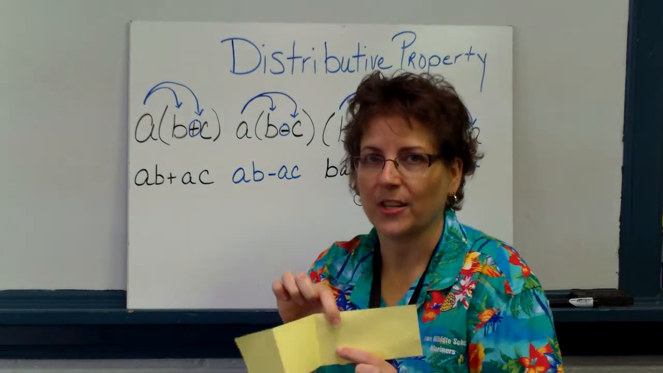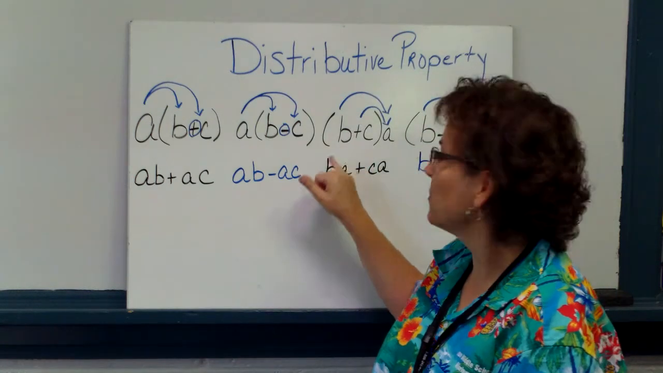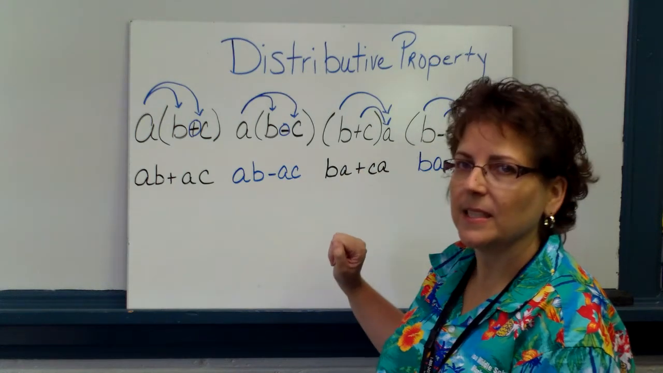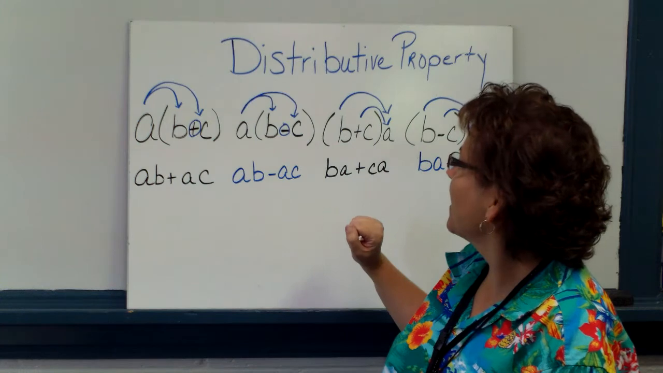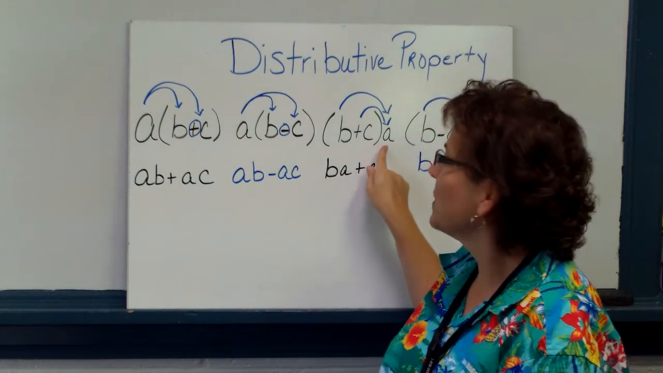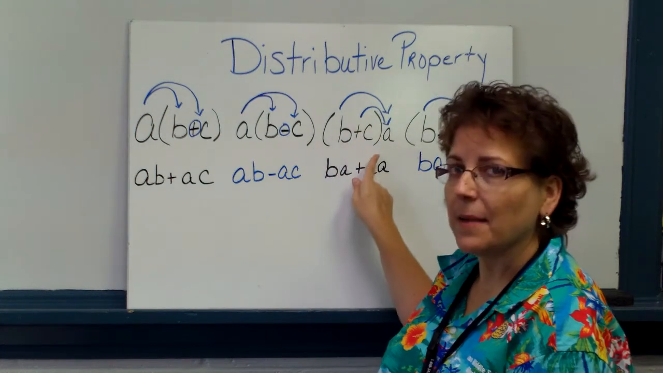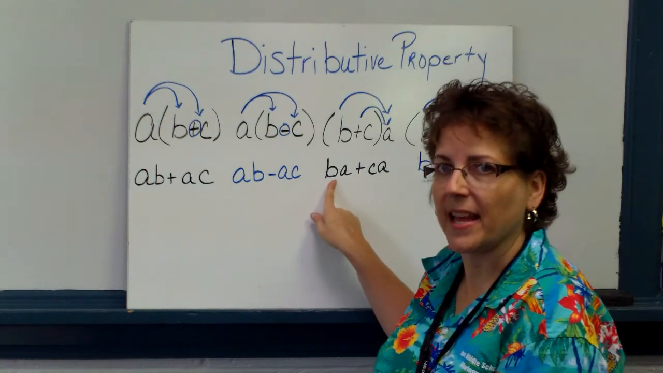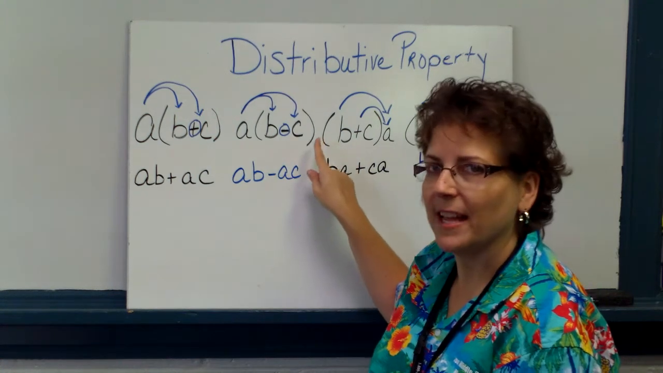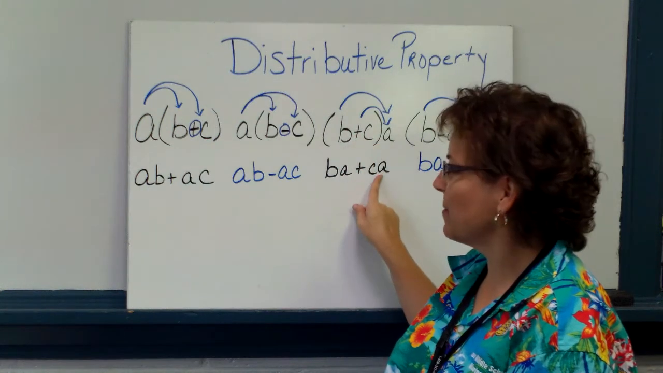Next, in your third section of your foldable, you're going to put these notes. This looks a little bit different because we've got the A at the end, after the parentheses. But it's still the same process. Each item inside the parentheses has to be multiplied by that outside part. So the B times the A is BA. We have a plus sign in the middle that comes down, and then we have C times the A, and this comes down.